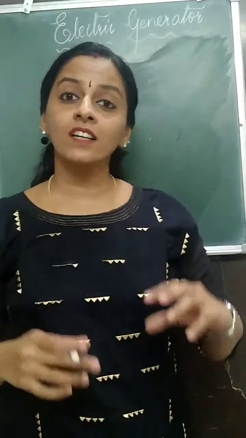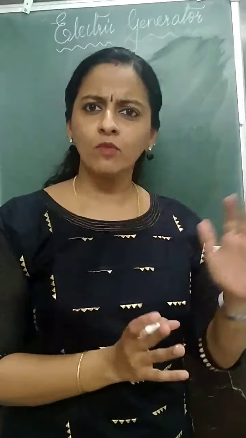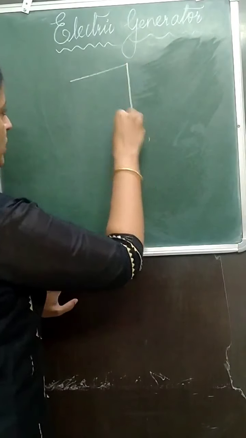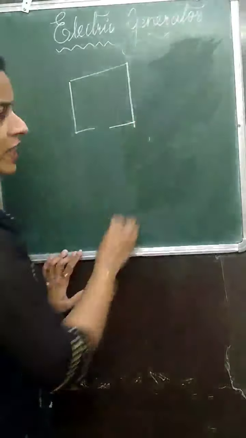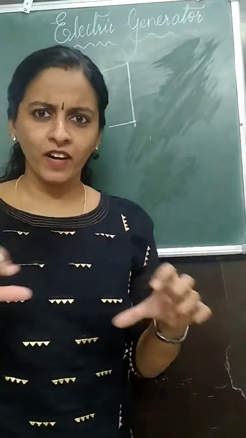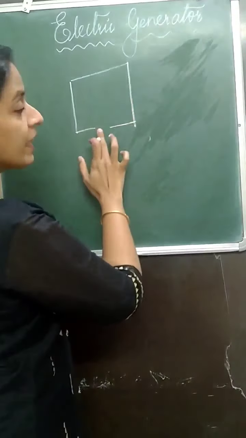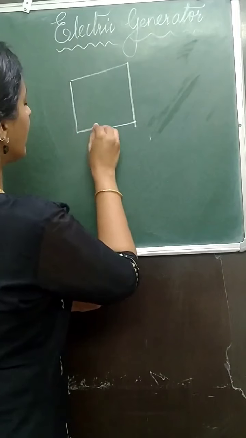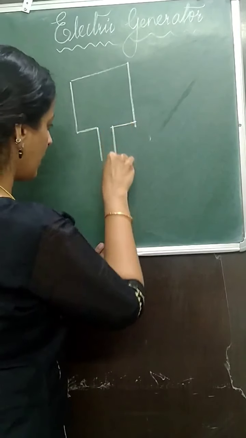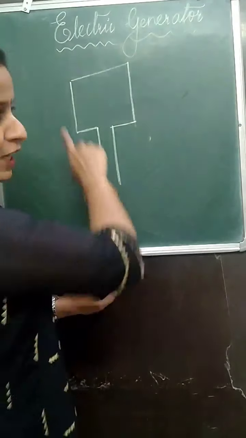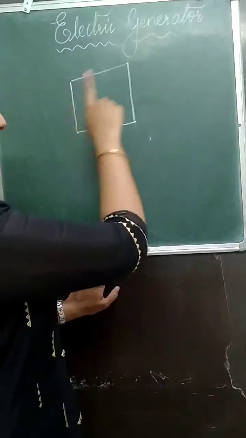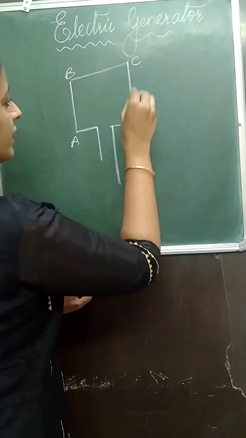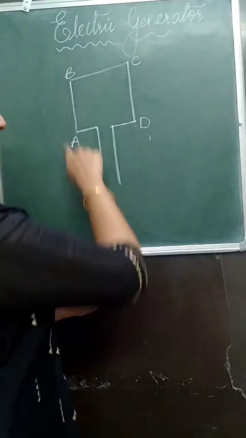Let's first check out the construction of an electric generator. It is somewhat the same as an electric motor. So we have an armature coil. What is an armature coil? An armature coil is a conducting wire in the shape of a rectangle. The more the number of turns, the more the magnetism produced. Two ends I'll show. A rectangular coil made up of conducting wire. We will name it ABCD, like we did in the previous class on the electric motor.